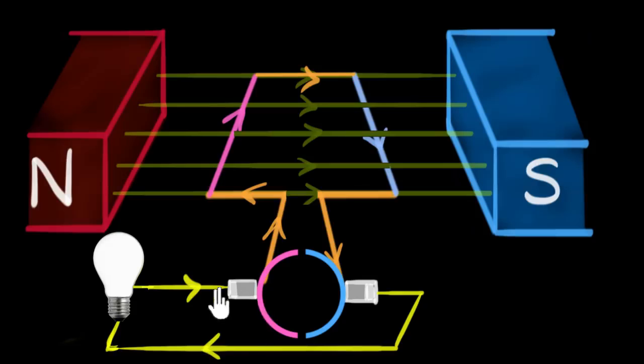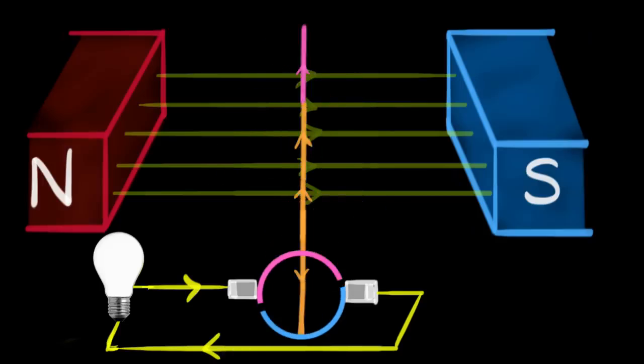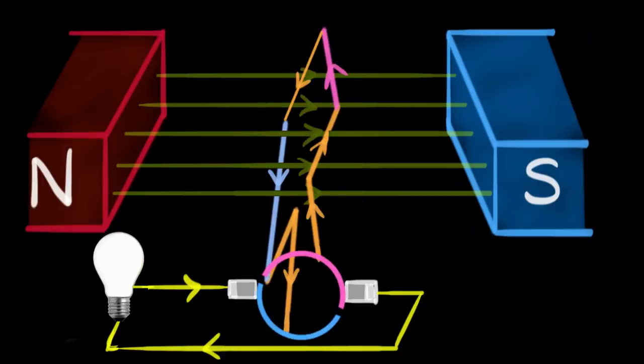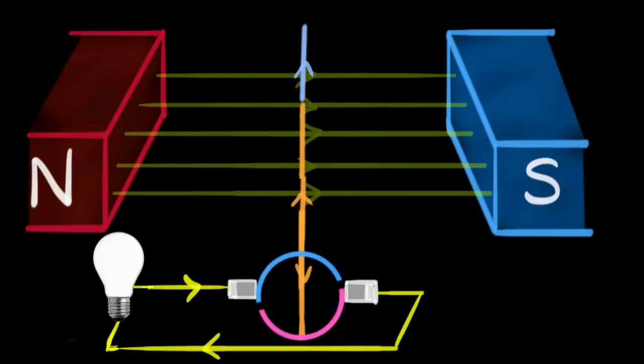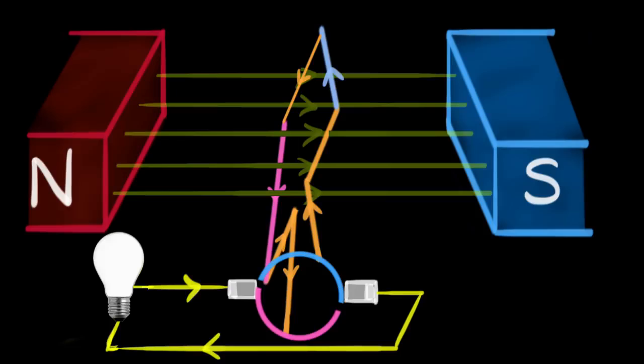So right now, this brush is in contact with the pink side. But as the coil rotates and comes to this position, the current reverses, and now notice the brush is in contact with the blue side, making sure the current still flows in the same direction through the bulb. Again, as the coil comes to this position, finishing another half a rotation, again notice it has changed contact. It is now in contact with the pink ring, connected to the pink side.